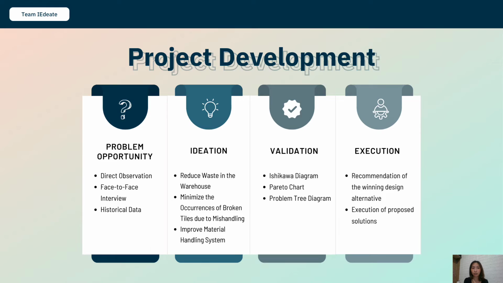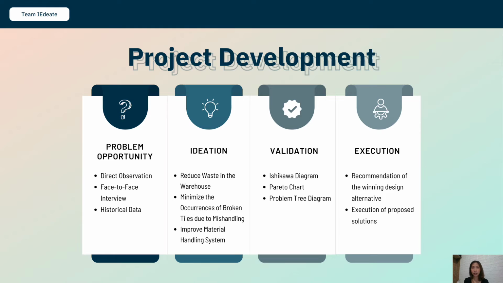The figure shows the project development plan the proponents will follow throughout the project's timeframe. The first column is the methods that were used in gathering data of the company, and these are direct observation, face-to-face interview, and historical data. After analyzing the data gathered from the problem identification, the next column contains the ideation part of the project. The first bullet is to reduce waste in the warehouse, minimize the occurrences of broken tiles due to mishandling, and improve the material handling system of the company.